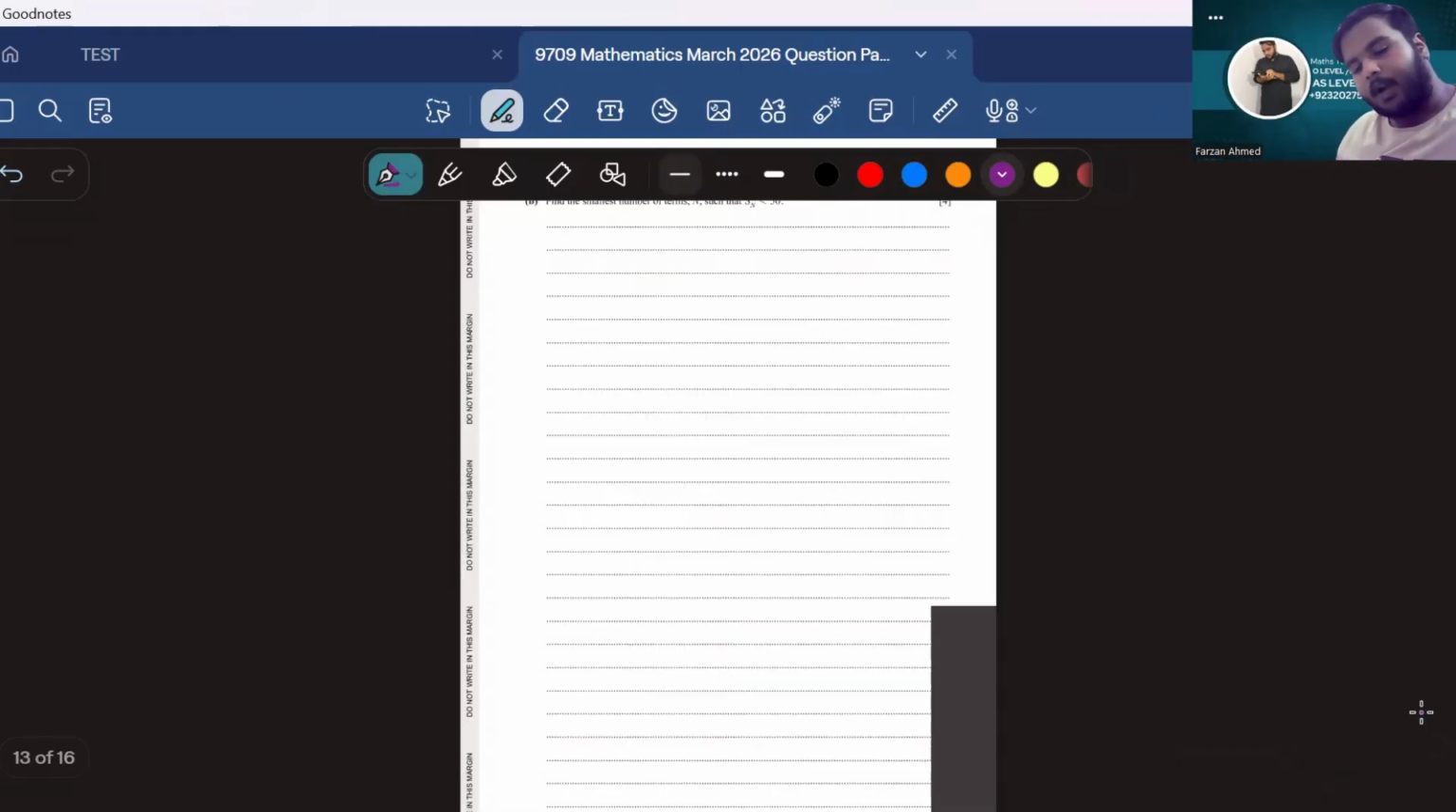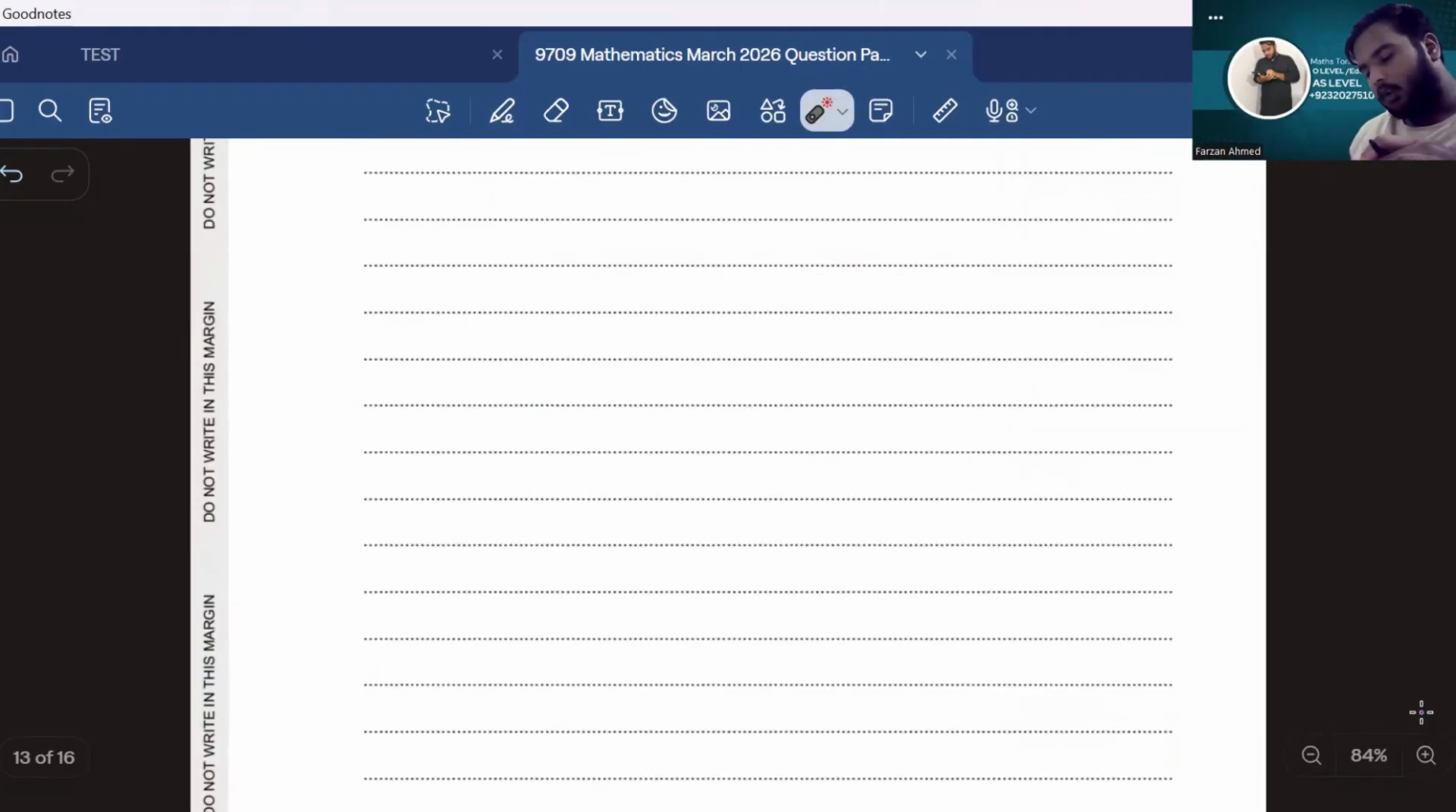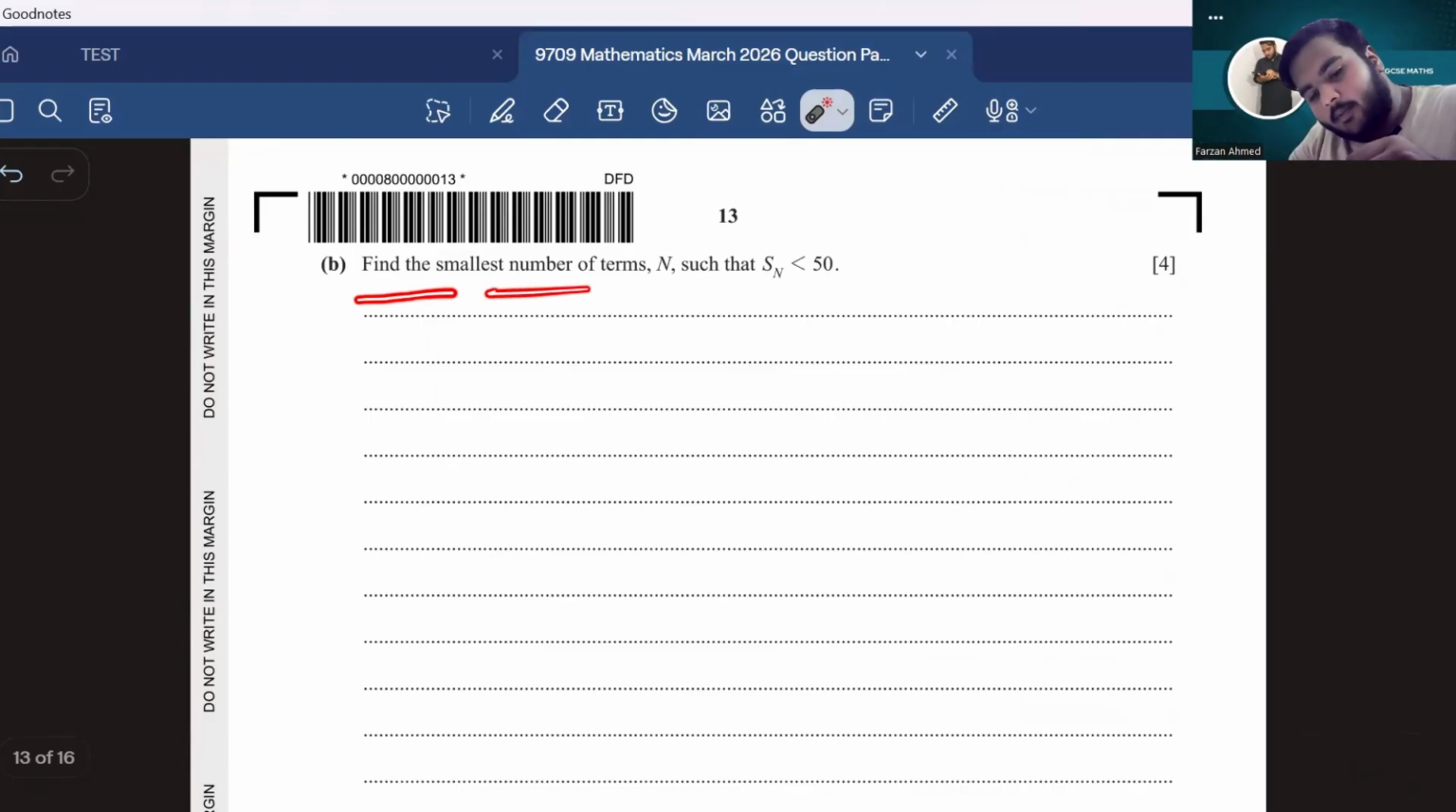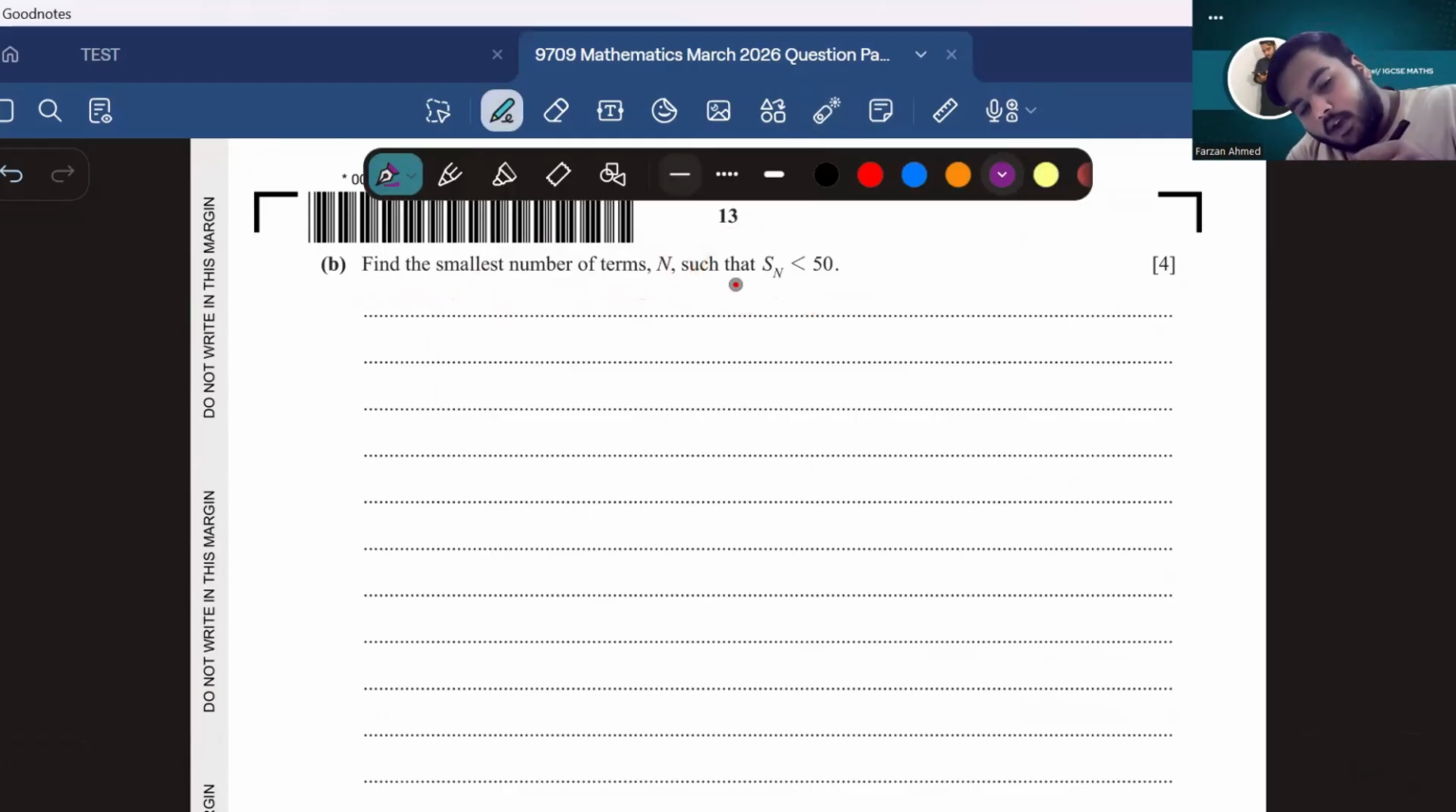Now in part B, they are saying find the smallest number of terms, capital N, such that S n is less than 50. So what we will do, we have a is equal to 95 and d which is minus 3. Now they are saying that S capital N is less than 50.